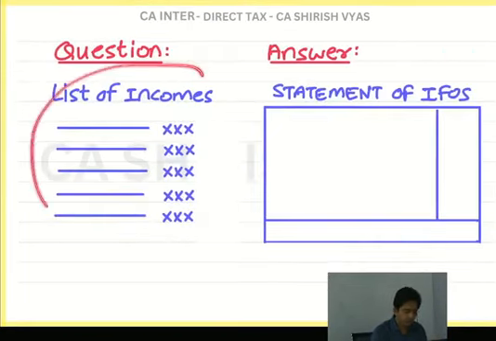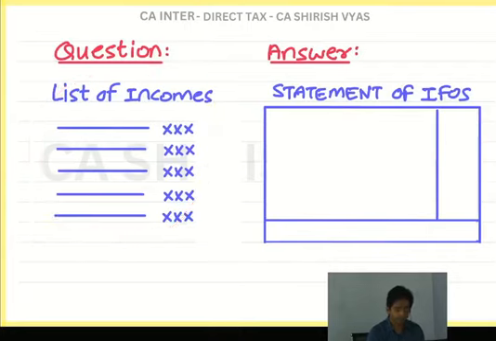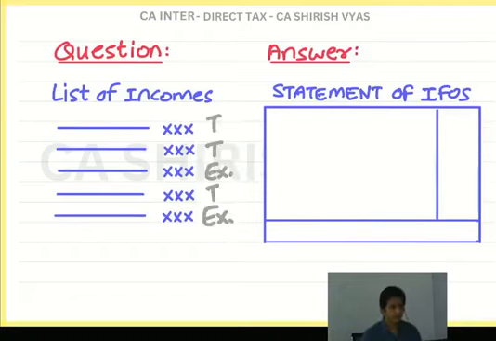So you will be given a list of incomes, then in the answer what will you prepare? A statement of income from other sources. And then what will you do? For each income given in the question you will decide whether it is taxable or exempt. See, look here, I have decided. A few incomes will be taxable, a few will be exempt. I have randomly written T and exempt. Let's assume the first two incomes in the question are taxable, the third income is exempt, then taxable. You will have to identify this based on the knowledge which I am giving.